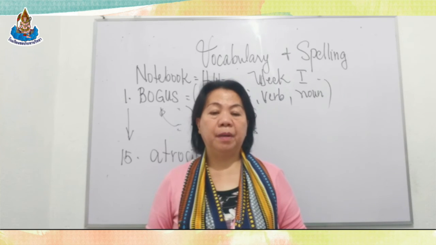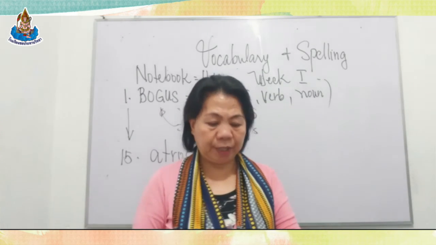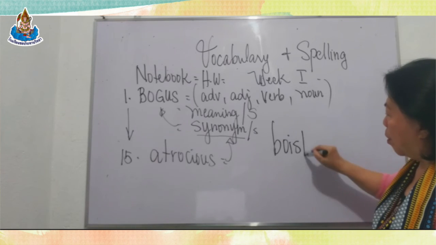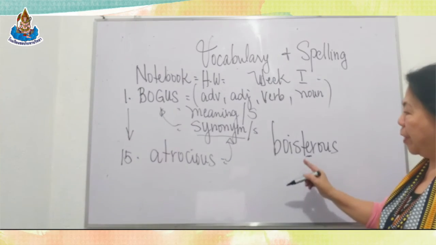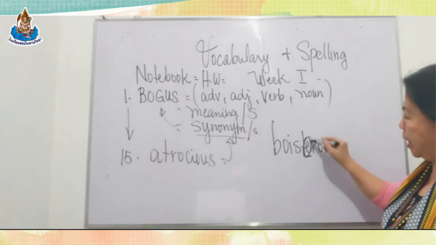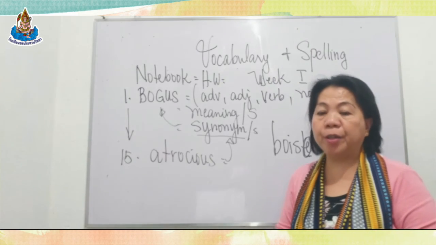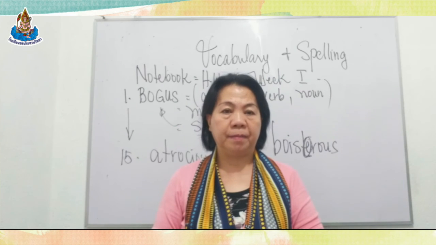12, boisterous. Now, as you can see, if we have the word boisterous, the spelling is with an E. But when you're going to pronounce it or to read it, then you don't need to pronounce the letter E. So you would just say, repeat after me, boisterous.